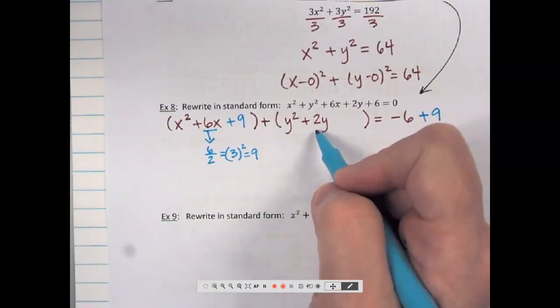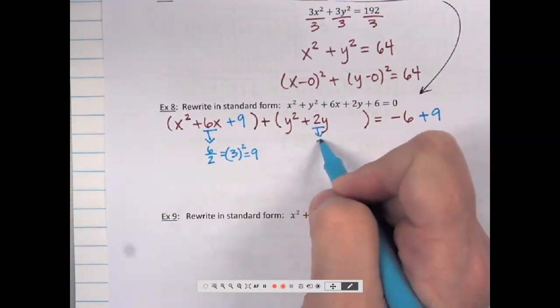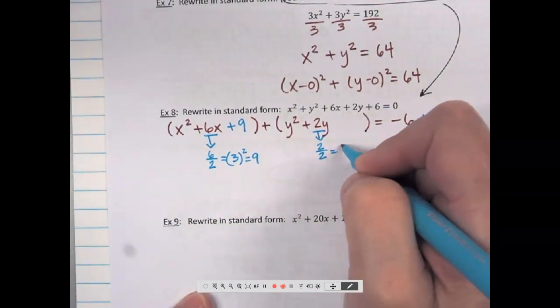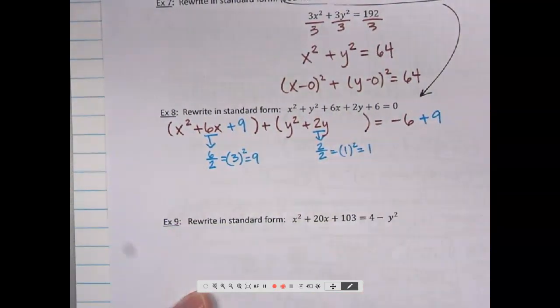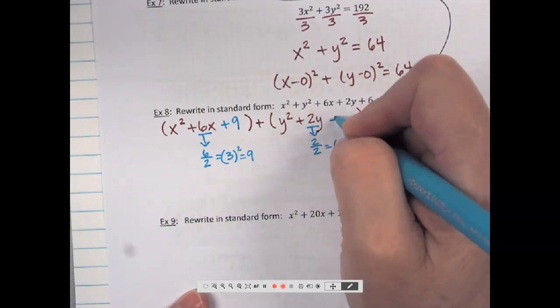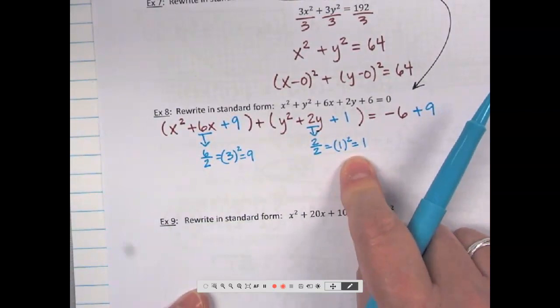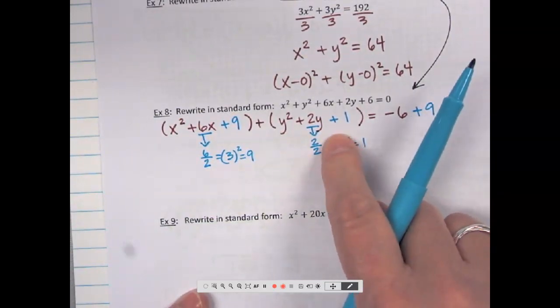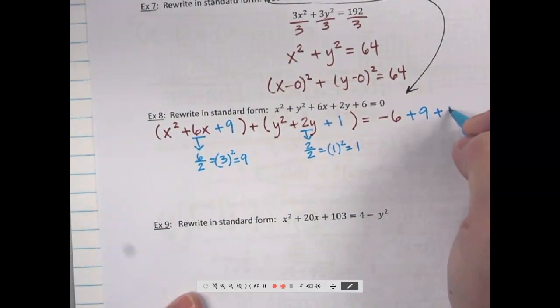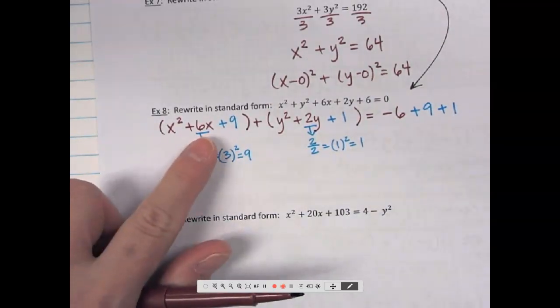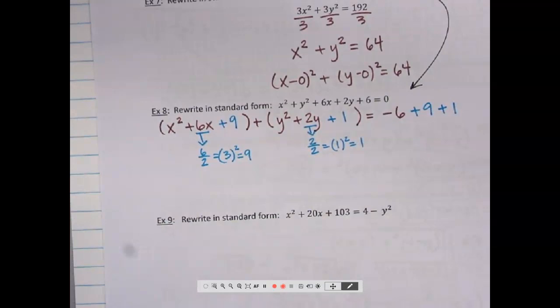I'm going to do the same thing with this 2. I'm going to take the 2, I'm going to divide it by 2. Every time we take that number, divide by 2 and square. That number gets added here. It's always added because when I square something, I always get a positive. So it's always going to be plus. But then don't forget, you have to add it to the right also. Okay, so what I have left is this thing that is a perfect square trinomial.